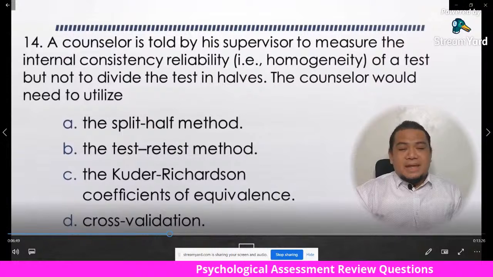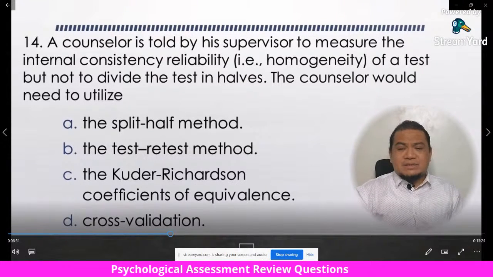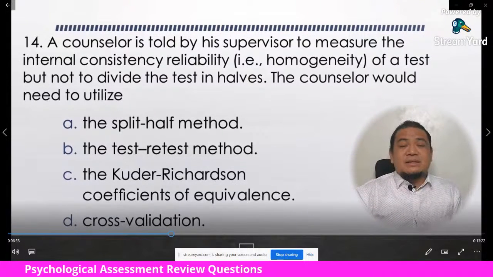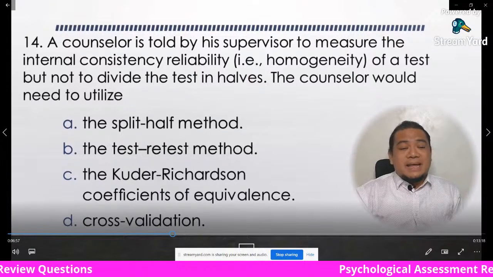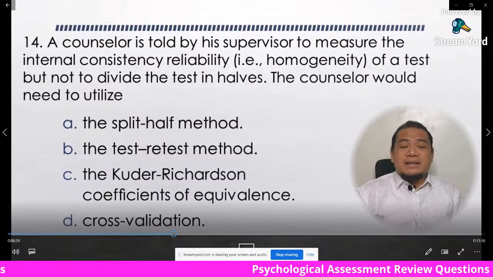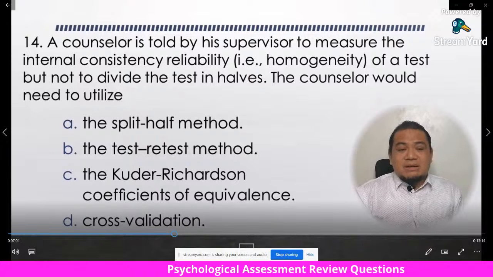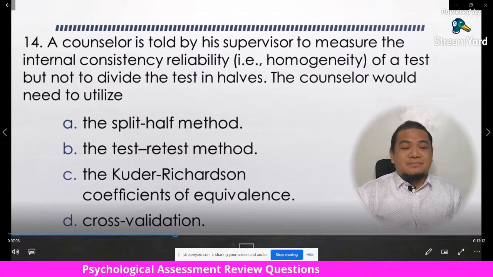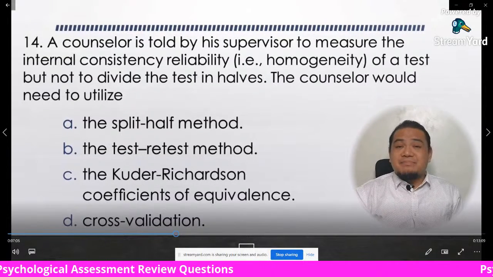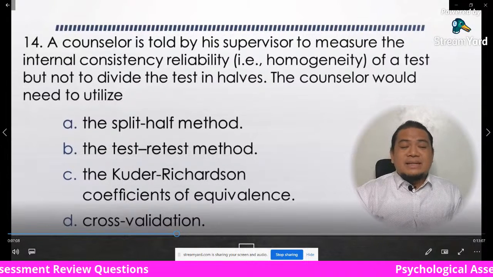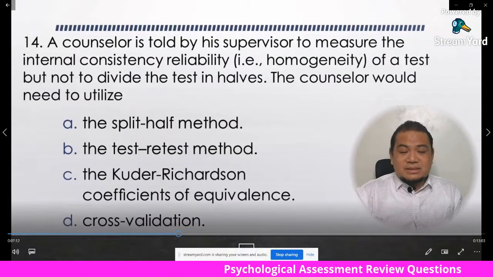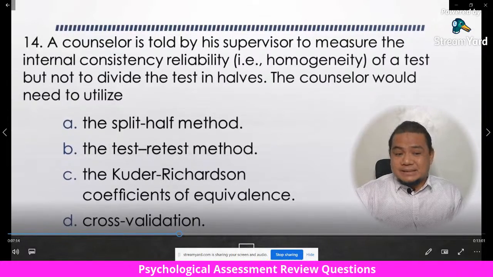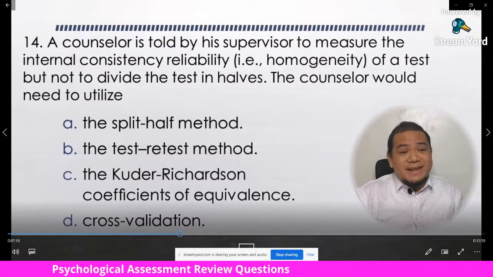Number 14, a counselor is told by a supervisor to measure the internal consistency reliability, like homogeneity, of a test, but not to divide the test in halves. The counselor would need to utilize A, the split half method, B, the test-retest method, C, the Kuder-Richardson coefficient of equivalence, or D, a cross-validation.